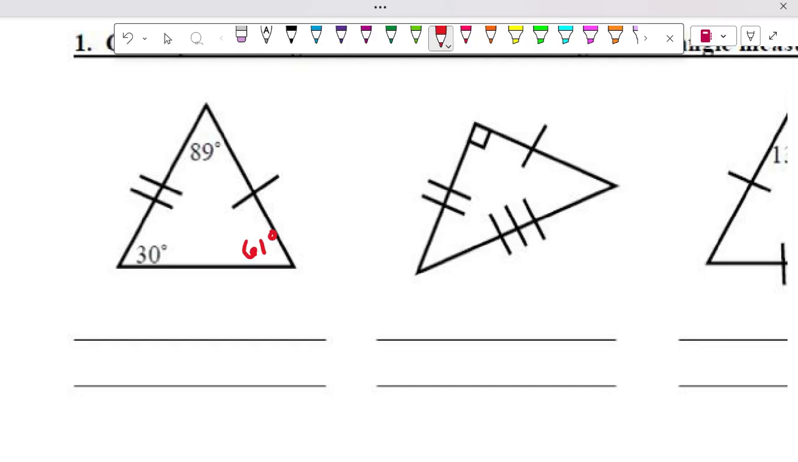Now, if you have 3 non-congruent angles, you automatically have 3 non-congruent sides. Remember, they go hand in hand. So how would I classify this triangle? It's an acute, because all the angles are acute. It's an acute what? Scalene, because none of the sides are congruent.